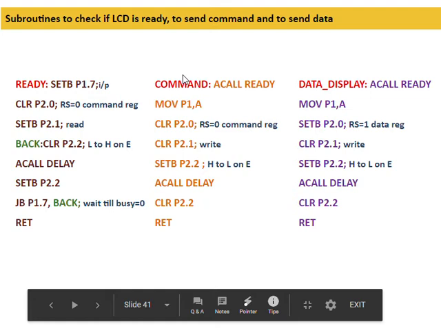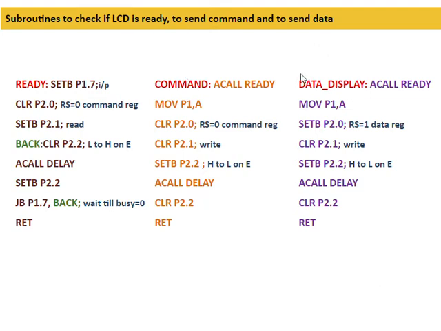Now let's look at the subroutine that will send a data to be displayed on the LCD. So the subroutine for that is named data display. To send a new data to the LCD, it should be ready. So to check that, we will call the ready subroutine, a call ready. So program execution will be transferred to this subroutine, where you will wait until the busy flag becomes 0, that is until the LCD display becomes ready.